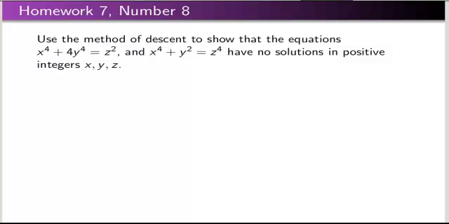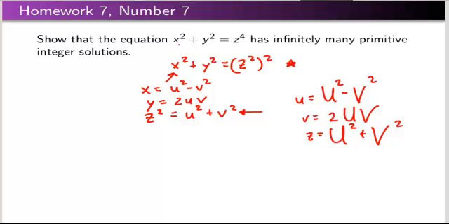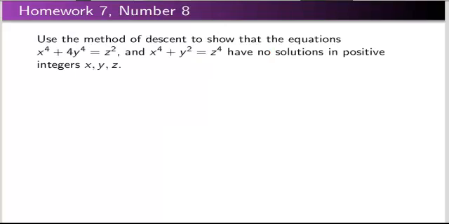Number 8, use the method of descent to show that these equations have no solutions. So we just slightly modify this one. This one works because we have 2 quadratic terms in 1/4 power. But in all of these equations that have 2 4th powers and 1 quadratic, or have all 3 to be 4th powers, there tends to be no solutions other than the trivial ones.